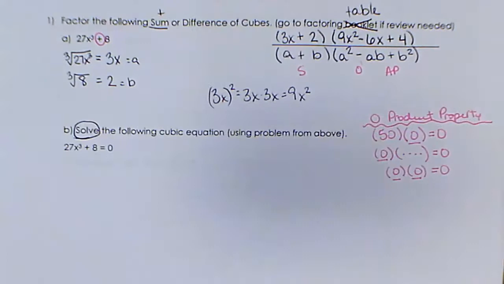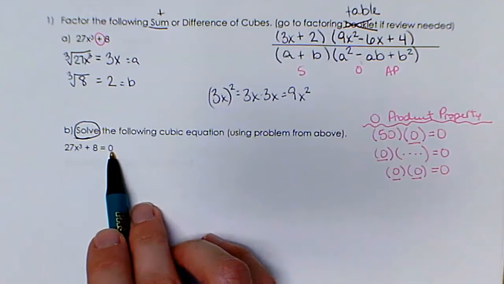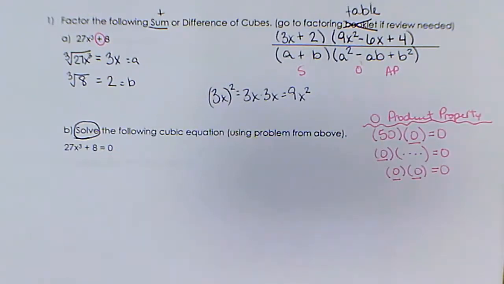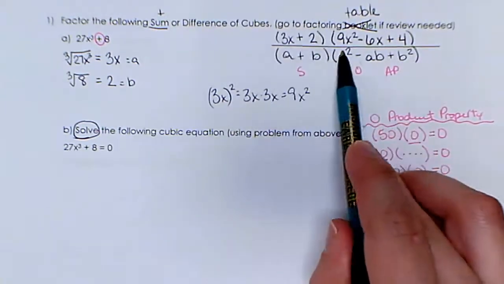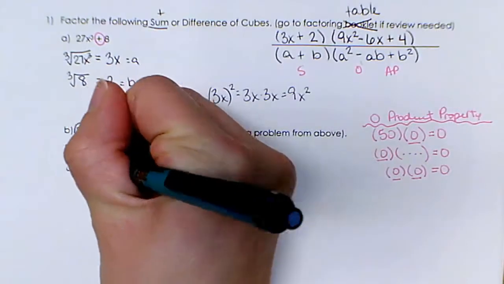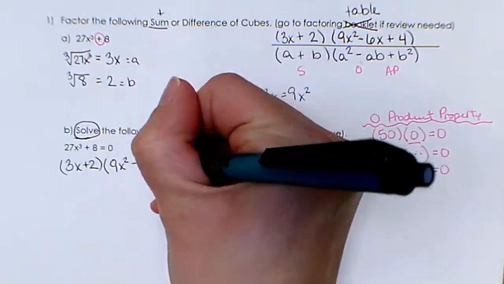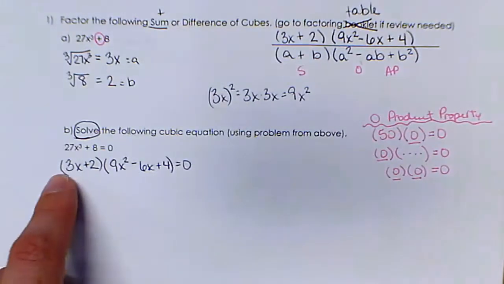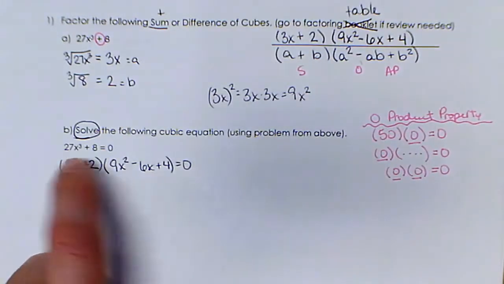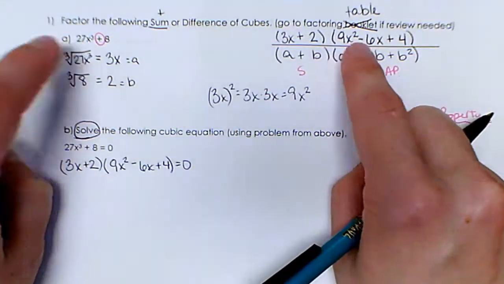So that's great. That means that instead of 27x cubed plus 8 equals 0, I'm going to say that 27x cubed plus 8 factors to be an equivalent expression, and that equals 0. So (3x plus 2) times (9x squared minus 6x plus 4) equals 0. Now remember that this factored expression is exactly the same as this original expression. It looks a little different, but it has the same value. It's an equivalent expression. These two mean the same thing.